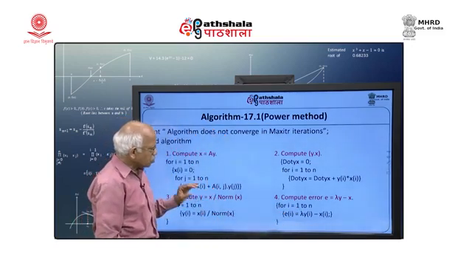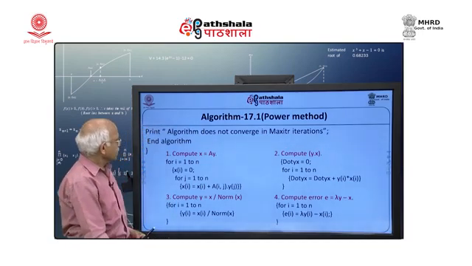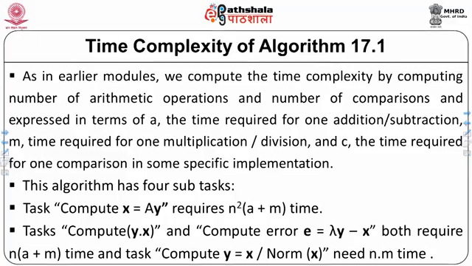So, these are the small subtasks involved in this algorithm, and when you are trying to compute the time complexity of the algorithm, we will just see how much time all these subtasks are going to take. As in earlier modules, we compute the time complexity by computing the number of arithmetic operations and number of comparisons, expressed in terms of A, the time required for addition or subtraction, M, the time required for multiplication or division, and C, the time required for comparisons.